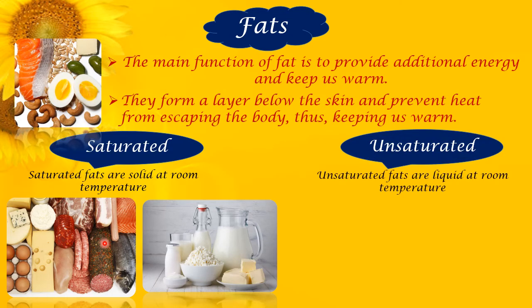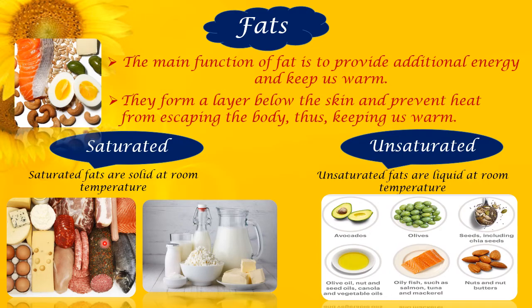Next, unsaturated fat. Unsaturated fats are liquid at room temperature. These are found in foods like fish, olives, and here you can see the picture of olive oil, and separately olives, avocados, nuts and seeds, and fishes, especially salmon, tuna, mackerel. All these things contain a greater amount of unsaturated fats. Here it also shows vegetable oils. So this is the major difference between saturated and unsaturated.